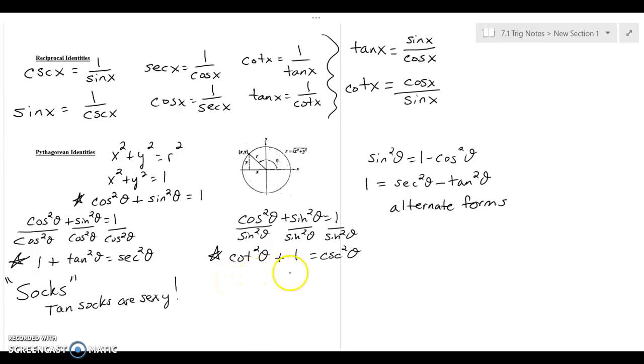Cotangent squared theta plus 1 equals cosecant squared. Well, what do you know about cotton socks? We know cotton socks, they are so comfortable, they are cozy. So cotton socks are cozy. So you have to remember the 1 plus something is on the left side, but if you think about tan socks being sexy and cotton socks being cozy, you'll never forget these Pythagorean identities.